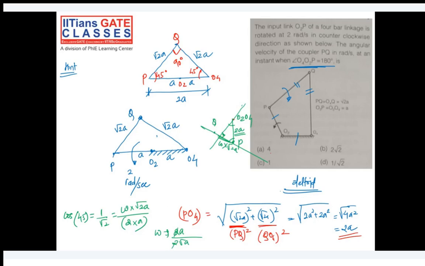Sorry, no, I think it's not correct. Let me just, it's a root 2a, like this you should write. Yeah, so a will get cancelled, root 2 will go there, and it will also get cancelled. So omega is equal to 1 basically. So option C is correct in this case. Are you following it?